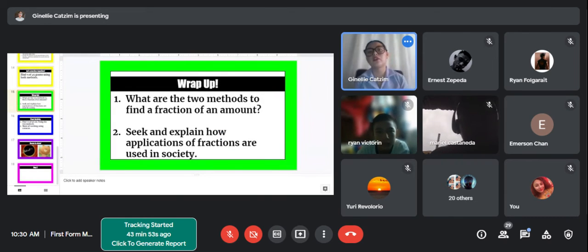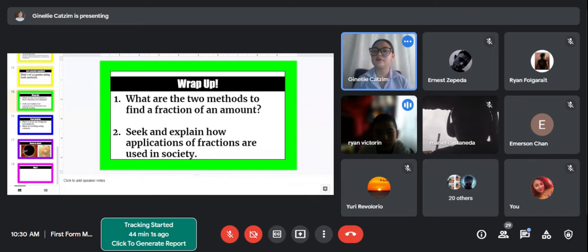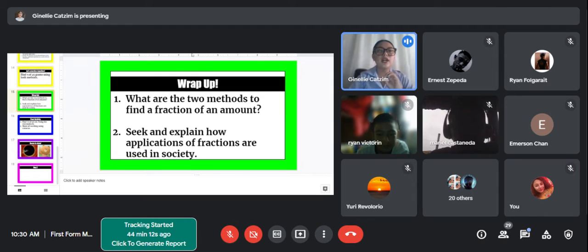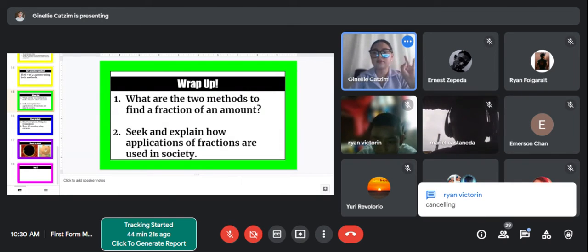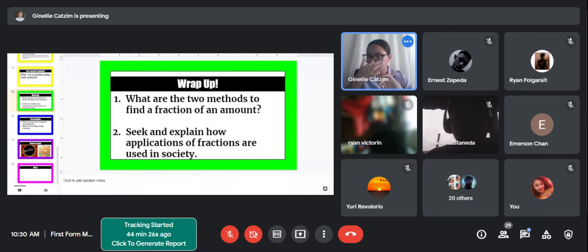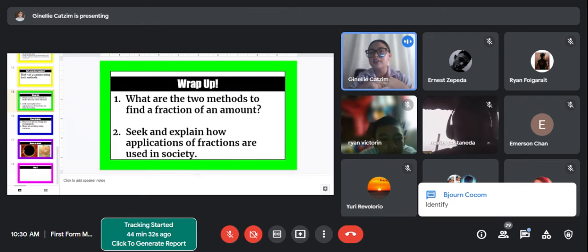So what are the 2 methods to find a fraction of an amount? Division and multiplication. And the next one. What is the other one? One uses both division and multiplication, and the other uses what? Remember the drawing with the little circles? How was that called?